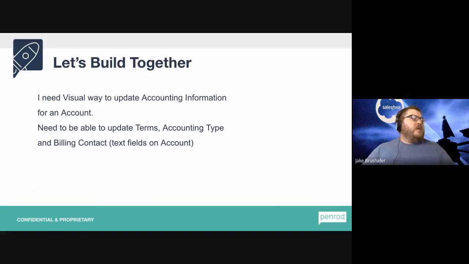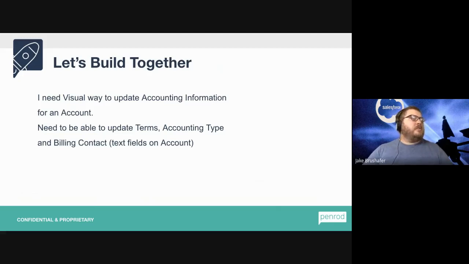So I need a visual way to update accounting information for an account, and to be able to update terms, accounting type, and a billing contact. So these are all text fields on the account. I've already created these fields on the account, but we just want a quick way to update this information, not using the standard details of the page. We're going to build, most likely, put this flow on a page, and then we can conditionally show it if need be, like for the accounting team.